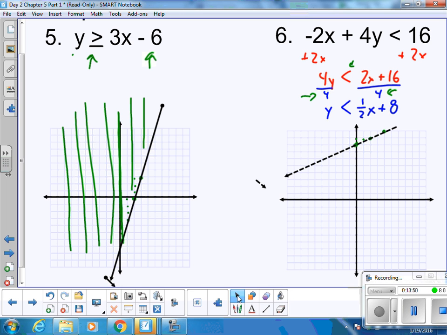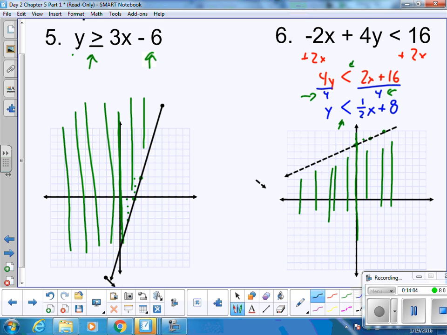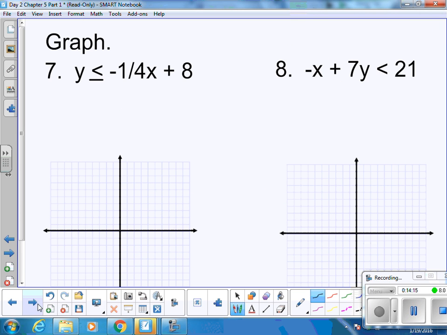Let me take a look. It's saying here that y is less than. So I'm looking at my y, and where is y less? Y is going to be less down below here. So I'm shading down below. Y is less, and it's going less down here, is where it gets less and less and less. How exciting. Let's move on.